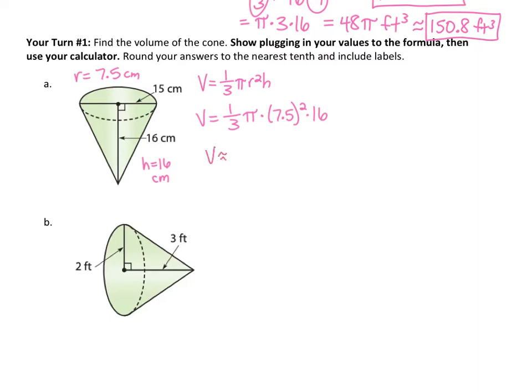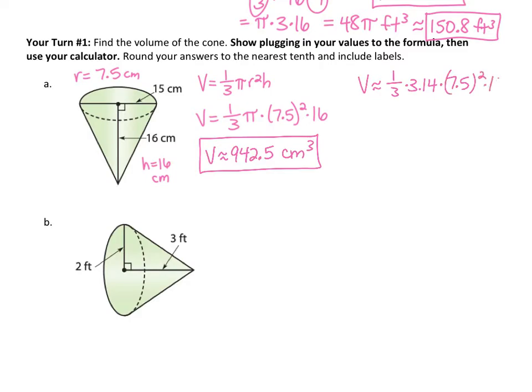So approximately 942.5 centimeters cubed for the label. So that's using actual pi. Now we'll do it using 3.14. So we're going to do the same thing. I'm going to go ahead and put approximately because when you change that to 3.14, it automatically is an estimate as well. So just writing the exact same thing here.